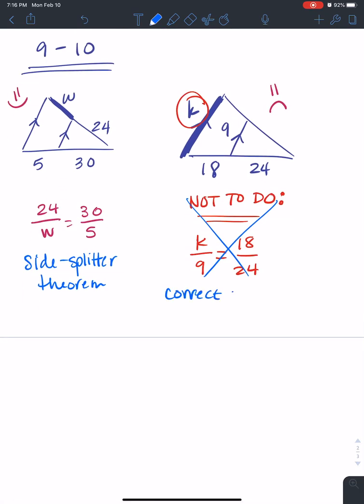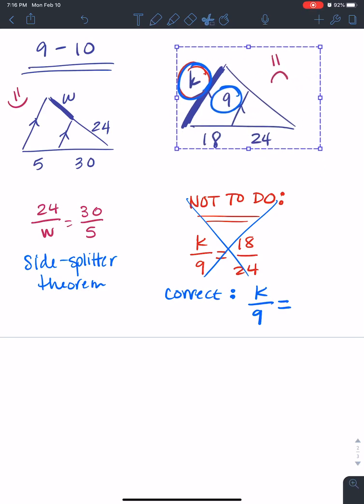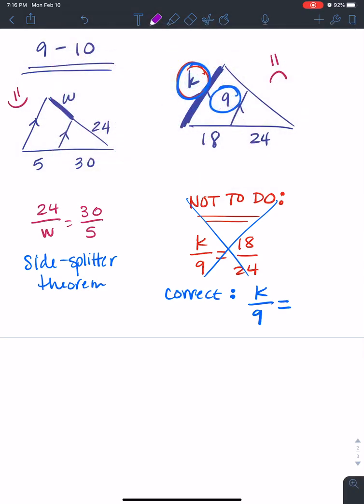This is the correct way to solve this. K over 9, that part's okay. K over 9. And then here's the tricky part. You actually have to use this entire side length. So you have to add those two pieces together to get your entire side. So that's going to be 18 plus 24, which is 42. That is going to match with 24.